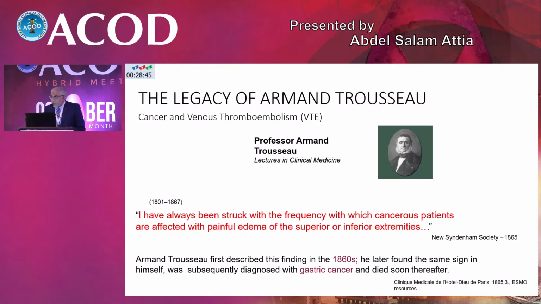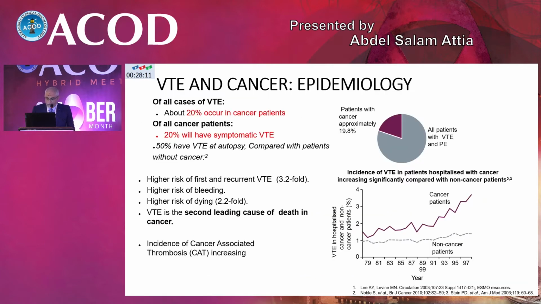Let us go back more than 150 years, when Dr. Trousseau first described that he had been struck by the frequency with which cancer patients are affected with painful edema of the superior or inferior extremity. Actually, this was explained to Dr. Trousseau himself when he later, in 1860, was found to have the same sign in himself and was subsequently diagnosed with gastric carcinoma, and he soon died after that.